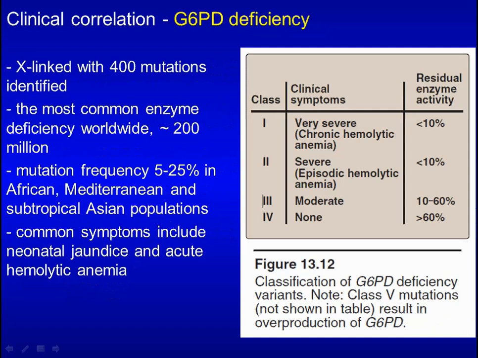Here is clinical correlation. G6PD deficiency is an X-linked disease. It is the most common enzyme deficiency worldwide, with around 200 million people affected. Certain regions in the world have a high prevalence. Common symptoms include neonatal jaundice and acute hemolytic anemia.